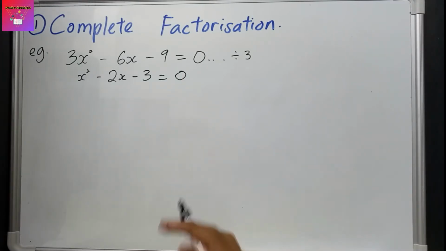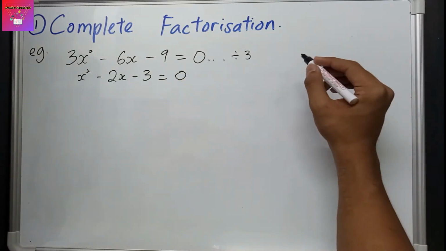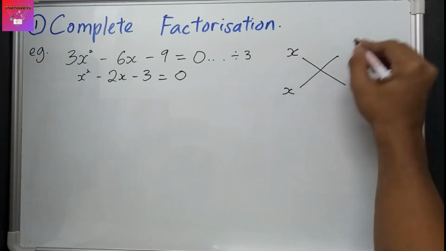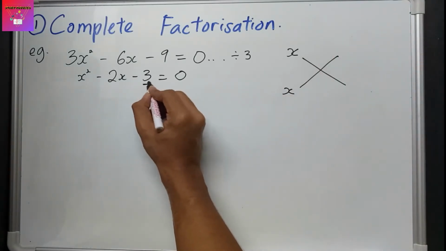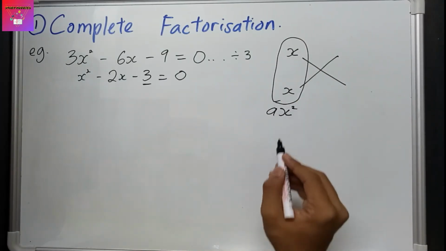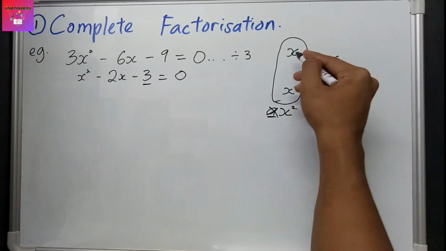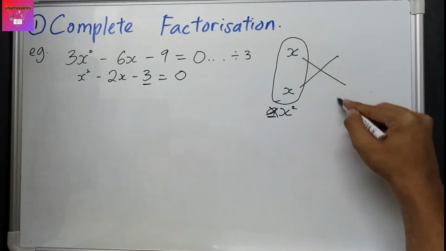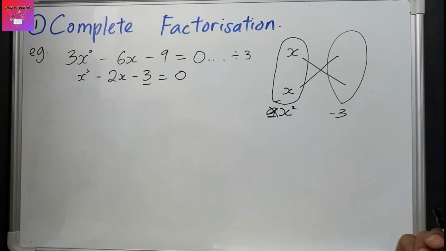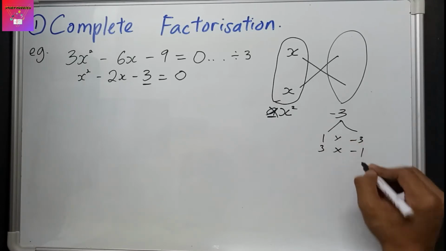Now let's move into how we are going to use this method. The method I'm going to write is not necessary to be included in your workings. Just put x like this, do a cross, and here you write the multiples which bring ax squared. In this case a is equal to 1, so you can just ignore a, and x squared is actually x times x. For this side, we have to find the multiples which can bring us to negative 3. So what can bring negative 3? 1 times negative 3, or 3 times negative 1.